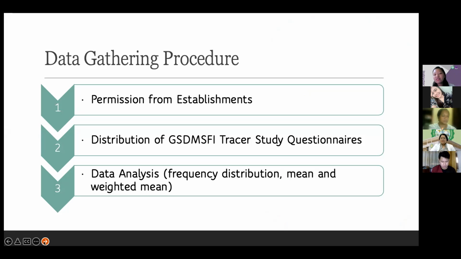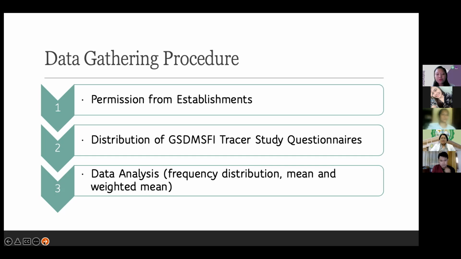Sorry. For the data gathering procedure, first we need to ask permission from the establishments, considering that our alumni work in different fields, be it in private sectors or public or government, and it is much easier to go to their different workplaces so that it is easier for us to communicate with them. At the same time, another step is the distribution of the GSDMSFI Tracer Study questionnaire.